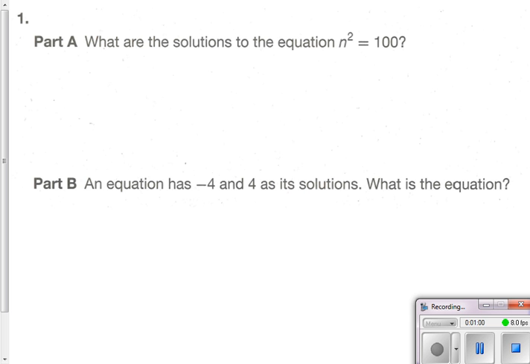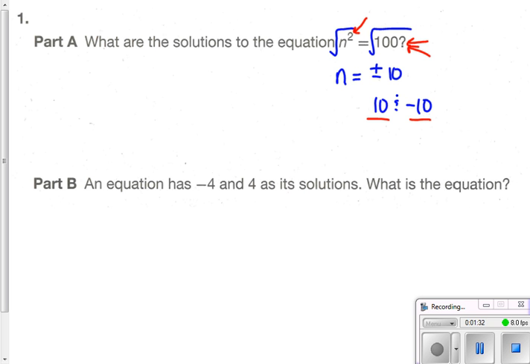That being said, in part A, it says, what are the solutions to the equation n squared equals 100? Well, the way to get rid of a square is to square root it. So what I do to one side, I need to do to the other. I now have n equals. Since we don't know what 100 is talking about, you have to write your answer as plus or minus 10. That's telling you that 10 and negative 10 are answers. The reason why is because when you square the answer, 10 squared would give you 100, and negative 10 squared would give you 100. So both of these are answers, 10 and negative 10.